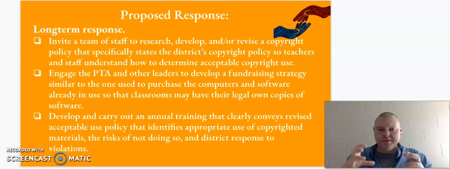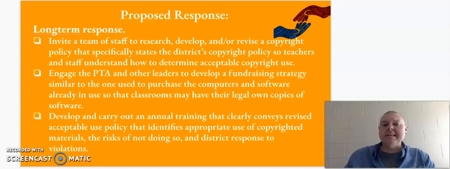So once the short-term response has happened and we've kind of put a Band-Aid on things, in the long term, it seems that it would be important to invite a team of staff to research and develop or revise the copyright policy so that it specifically states the district's copyright policy so teachers and staff understand how to determine what is acceptable copyright use. I'm assuming that if the media center director is not aware of the district's policy enough to not engage in it, then either it doesn't exist, isn't clear, or hasn't been taught.